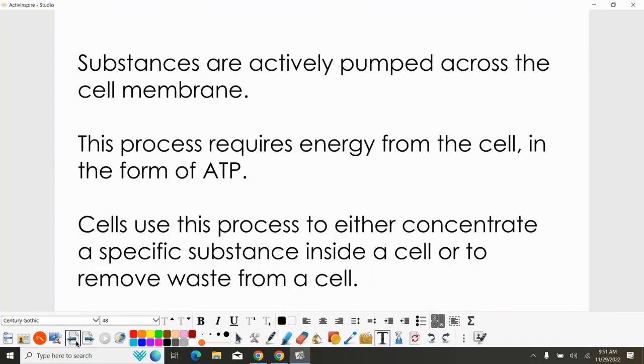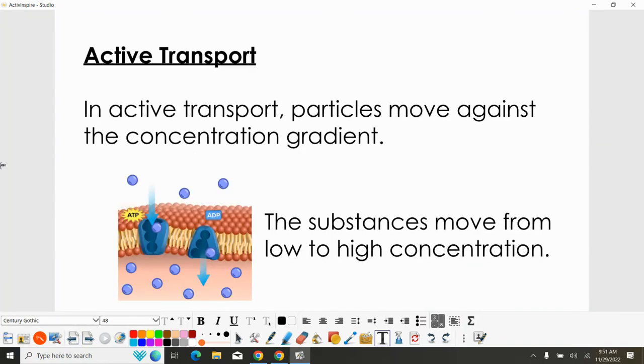All right, in this last part of the unit, in this last video, we're going to take a look at active transport. In active transport, particles, dissolved substances, will be moved against the concentration gradient. Remember, you have a concentration gradient whenever the concentration is different on opposite sides of a semi-permeable membrane.